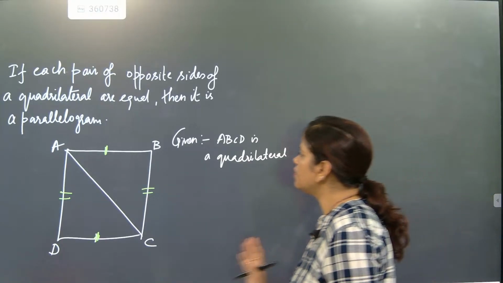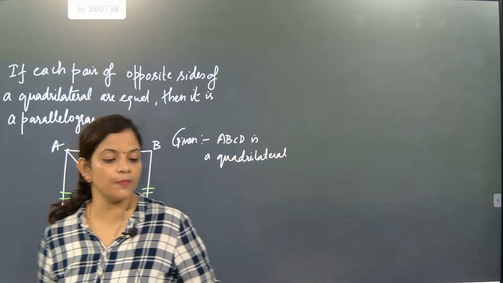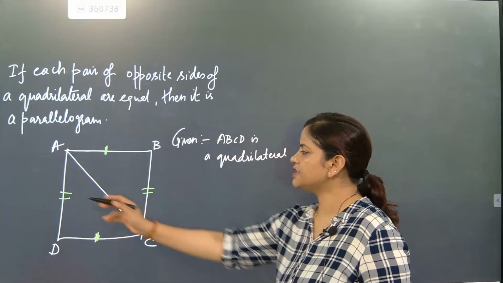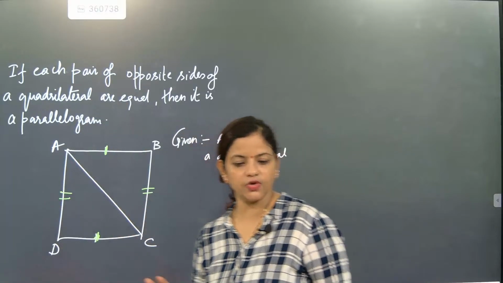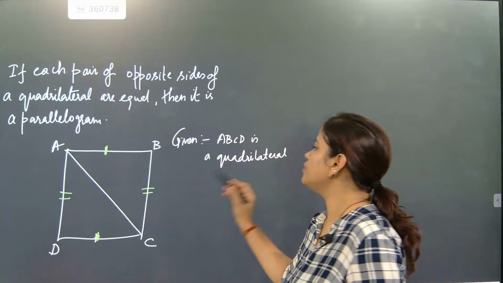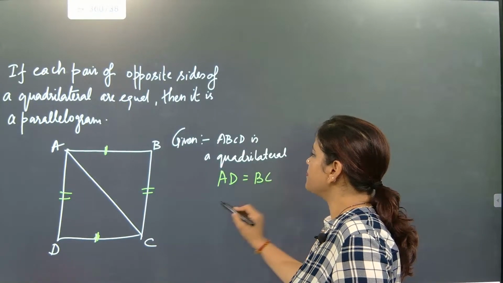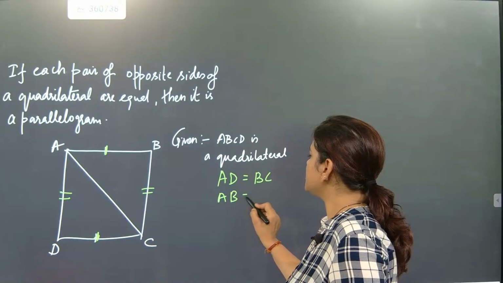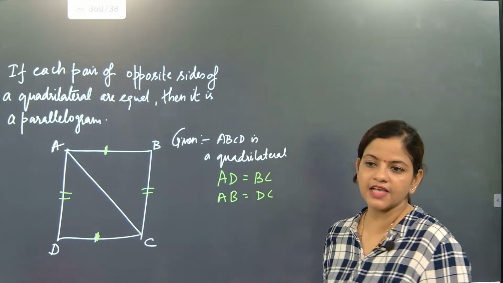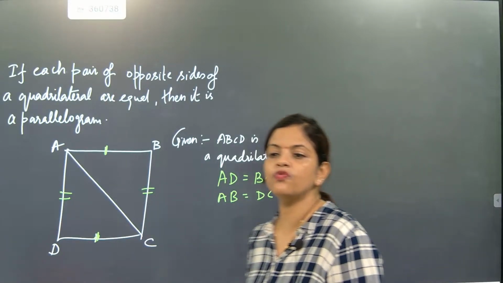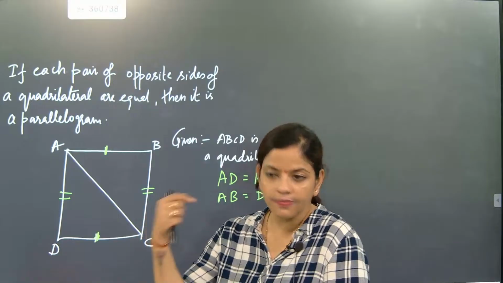Now look here. ABCD is a quadrilateral, so opposite sides are equal. So this side will be equal to this side. What is given? AD is equal to BC and AB is equal to DC. Opposite sides are equal. Now we have to prove it is a parallelogram.